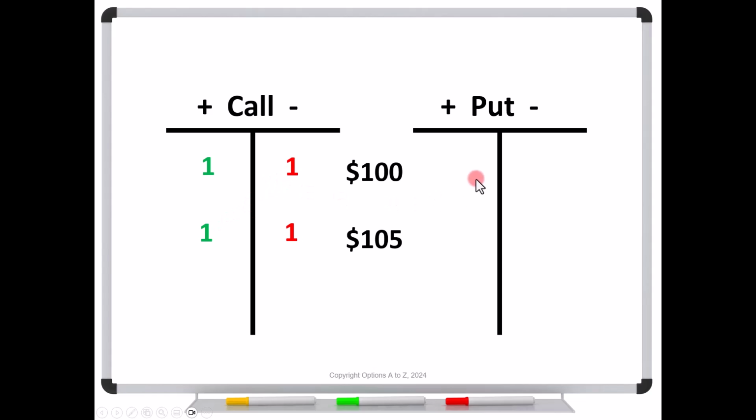Over on the put side, I could buy the 100 put and sell the 105. That would be a credit spread or a bull spread. But I could also buy the 105 and sell the 100, and that would be a debit spread or a bear spread. So with just 2 strikes, here the 100 and the 105, we have 4 verticals.